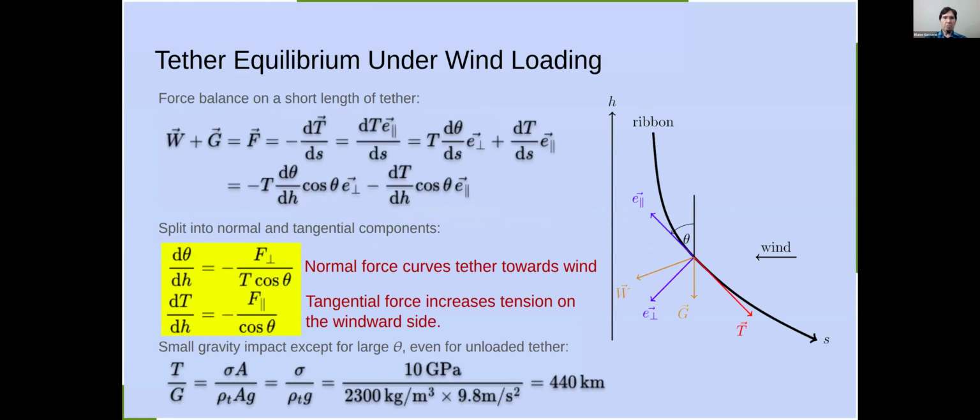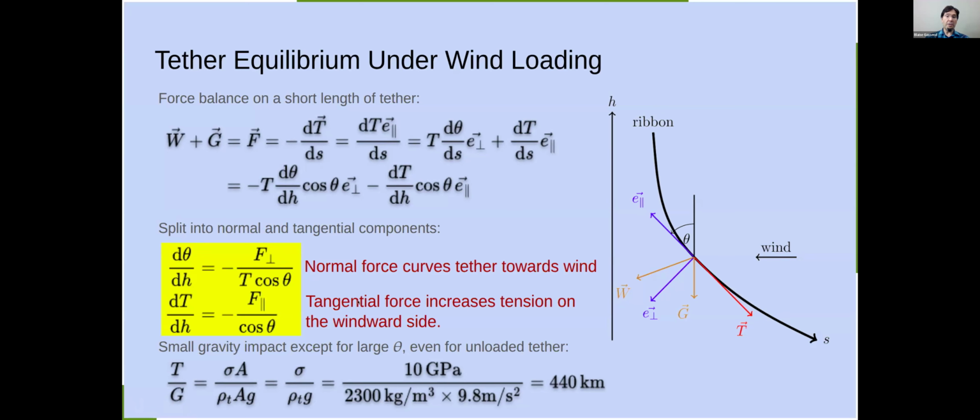All right, so if you look at a tether that's in equilibrium among various forces, what you'll find is that you have two equations. One of them defines how the elevator tilts under the effect of these forces. And one of them tells you how the tension varies under the effect of these forces. And basically what you find is the normal forces, the ones perpendicular to the tether, are going to make it curve.